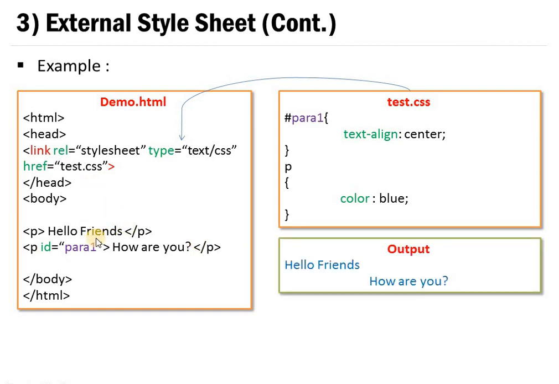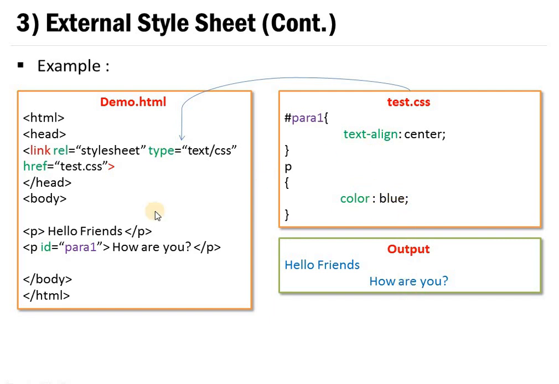For example, you can see "hello friends, how are you?" This one is my paragraph tag, so it will get the property of the p tag, that is color equals blue. But for this second paragraph I have set an id also. That means it will get the styles of both. Because it is a paragraph tag, the color will be blue.